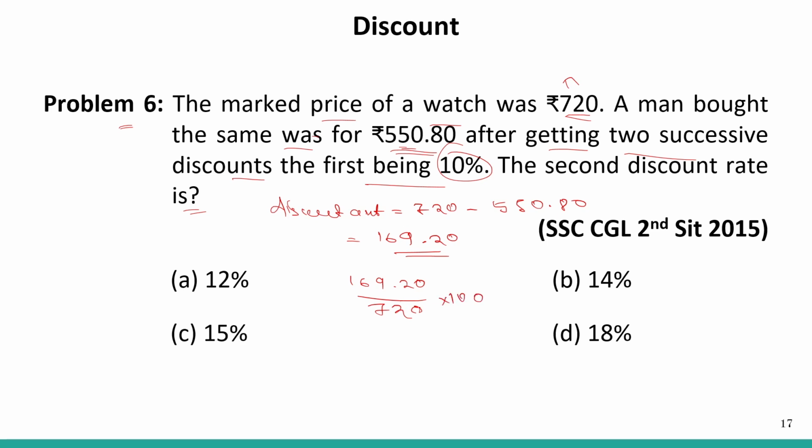Okay, so what we are left with is this much amount, that is equal to multiplying it by this. So what we are left with is 1692 by 72. Okay, so let's divide it by 2. So it will be 846 rupees. Okay, and the denominator will become what? It will become 36 rupees, right?